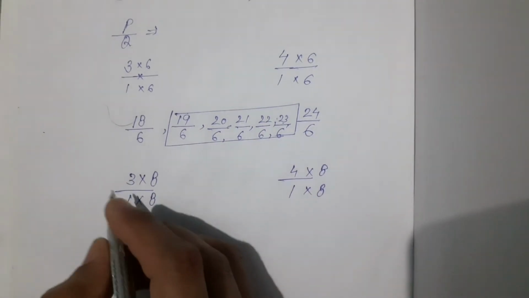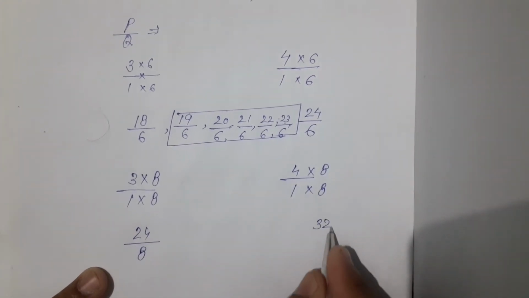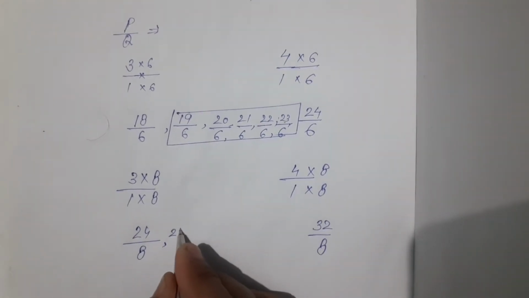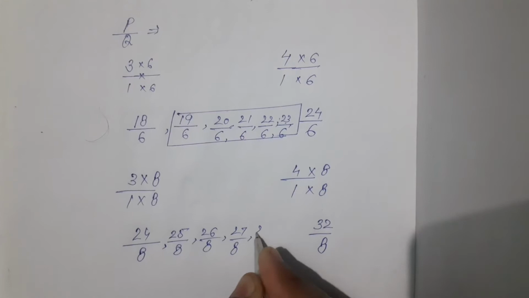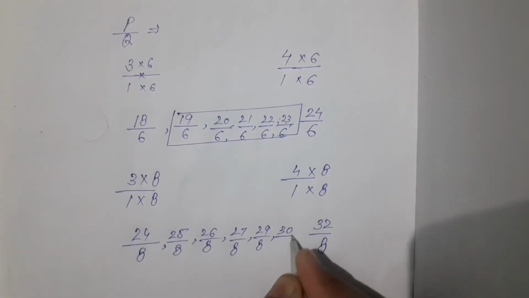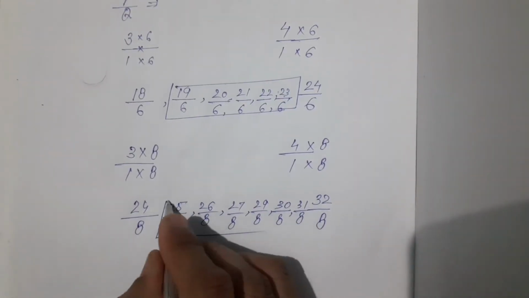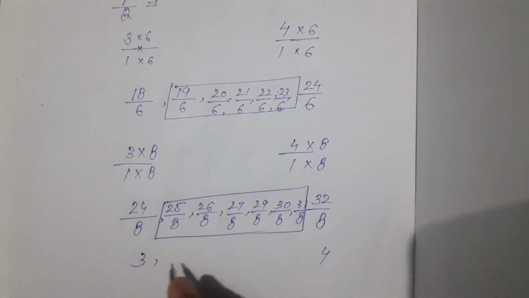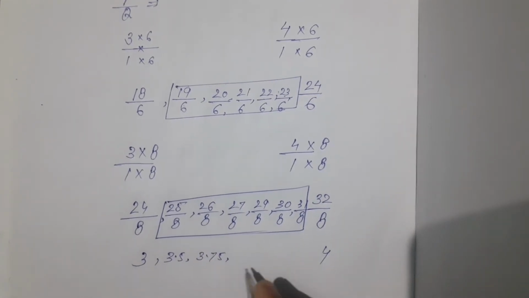The final numbers will be 24 upon 8, 32 upon 8, and between them 25 upon 8, 26 upon 8, 27 upon 8, 29 upon 8, 30 upon 8, and 31 upon 8. Or the numbers between 3 and 4 can be written in the form of 3.5, 3.75, and 4 is the next one.